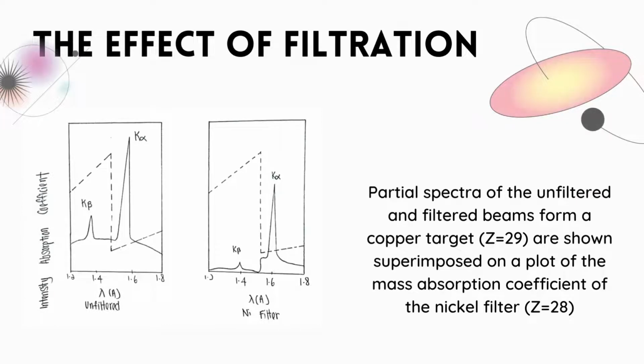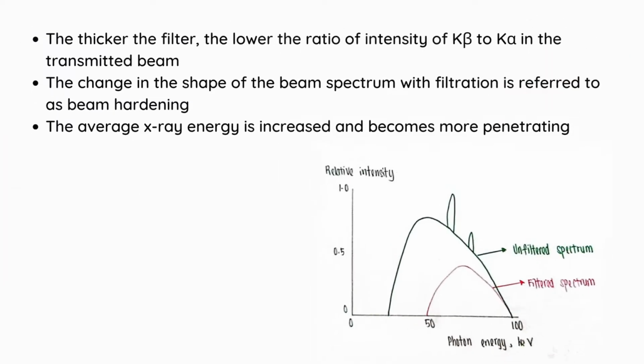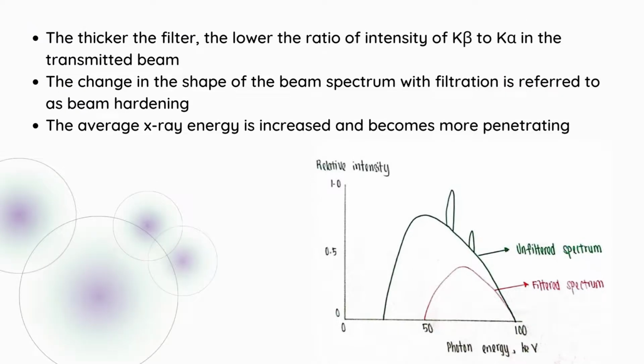The effect of filtration on intensity is: partial spectra of the unfiltered and filtered beams from a copper target are shown superimposed on a plot of the mass absorption coefficient of the nickel filter. Therefore, the thicker the filter, the lower the ratio of intensity of K-beta to K-alpha in the transmitted beam, but not the maximum energy of the X-ray beam spectrum.